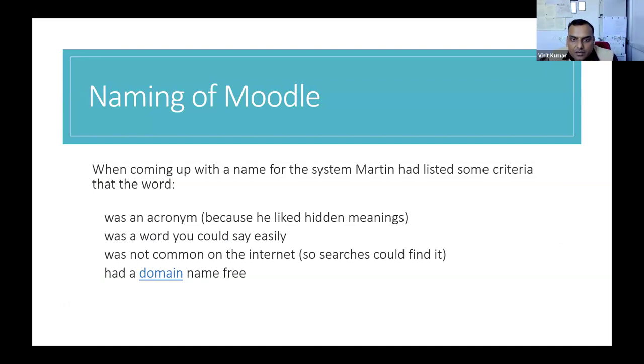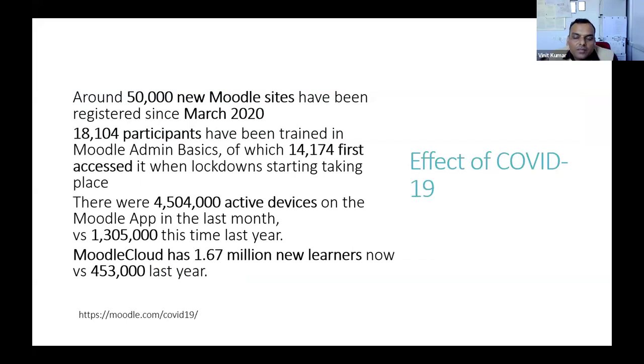When coming up with the name for the system, Martin had listed some criteria that the word should be an acronym, and then a word you could say easily and not common on the internet, so searches could find it easily, and it had a domain name free. So by chance, what happened is that he got all the things in this name.